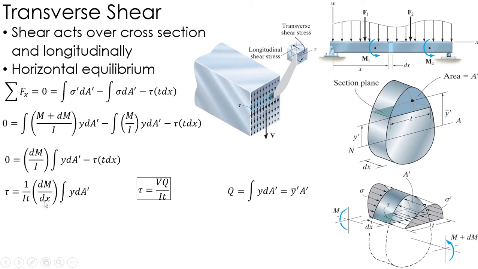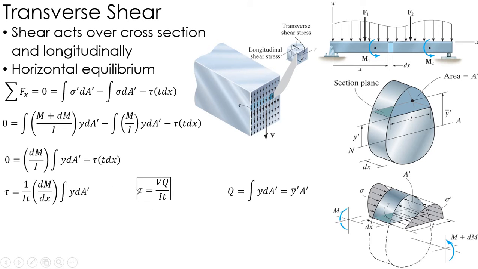So here's what I've got. dM/dx, you'll remember from our discussion, is actually V. The derivative of the moment is my shear force, so I put that. Then I lump this integral together and call that the variable Q. So I'm left with VQ over It, where Q is the integral of y dA prime, which effectively is the centroid of this area right here times the area. I'm looking for the centroid of the area above or below where I cut, and that's how I get Q. It's kind of a weird equation, but it comes from the fact that I'm summing the forces horizontally rather than vertically on the face.